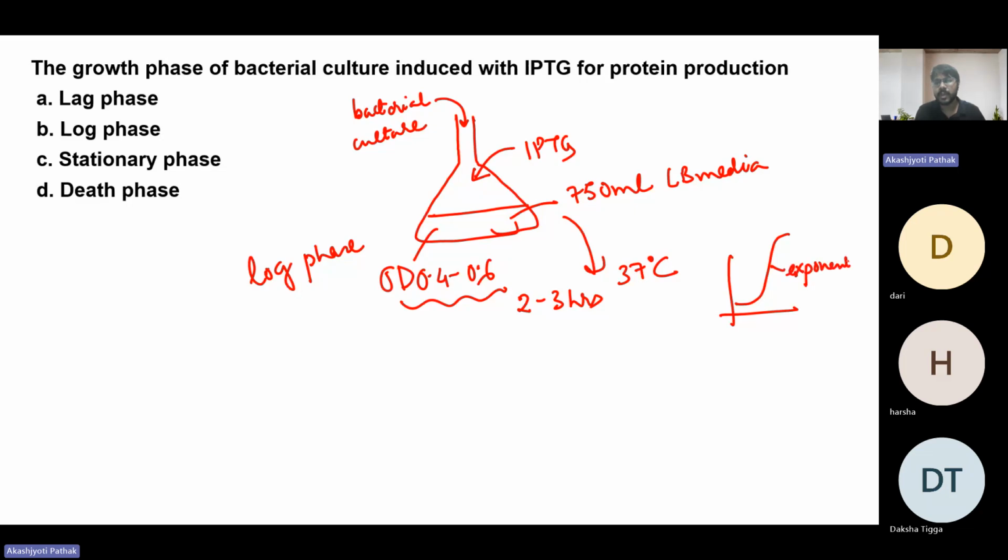Okay, because at the exponential phase you will have the maximum number of bacteria, and your bacteria is rapidly dividing. So if you have sufficient bacteria at this stage you do the IPTG induction. Okay, so the answer is log phase actually.